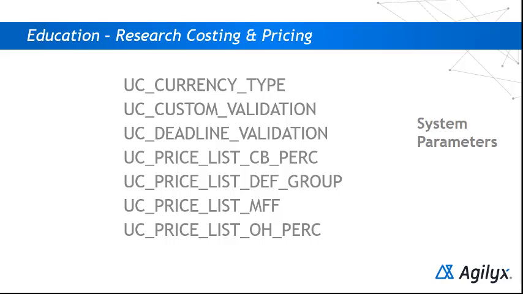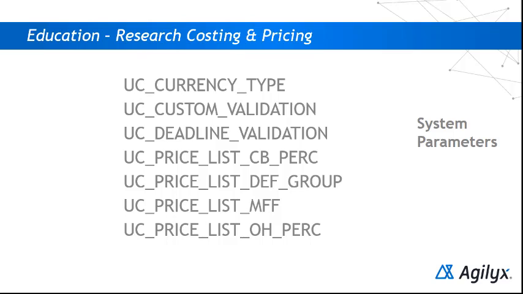The UC deadline validation. This system parameter has been created to expand the validation functionality to increase the possibility of a warning being triggered when a funder deadline is set to a date before today's date. The UC price list def group. This system parameter has been created to allocate a default price list group to a costing. The system will first check for an associated price list group at the funder scheme level, then the funder level, and finally the parameter.